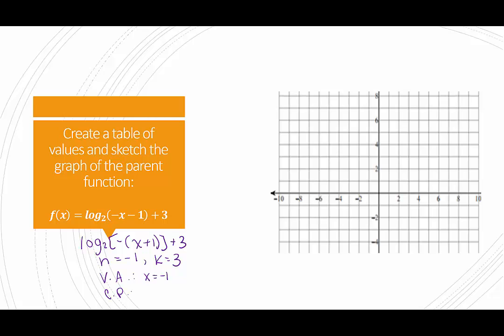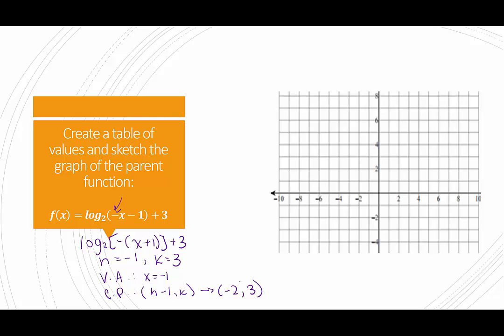And we have a critical point. This is a special one because this negative x indicates we're going to have a reflection. So remember what this is. It's going to be at (h - 1, k). That would be -1 - 1. So it's going to be located at (-2, 3).